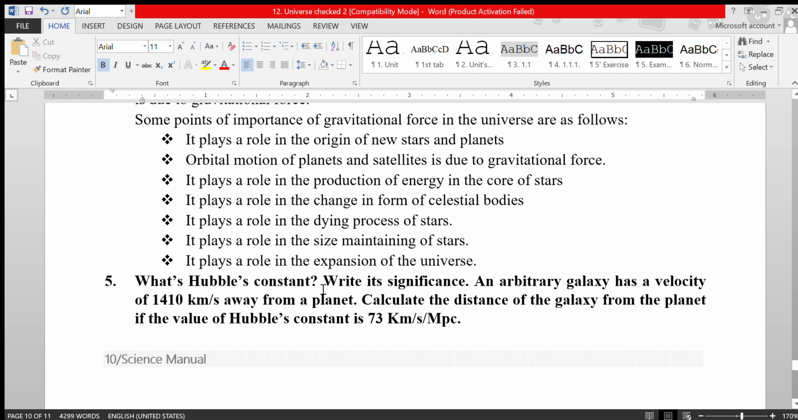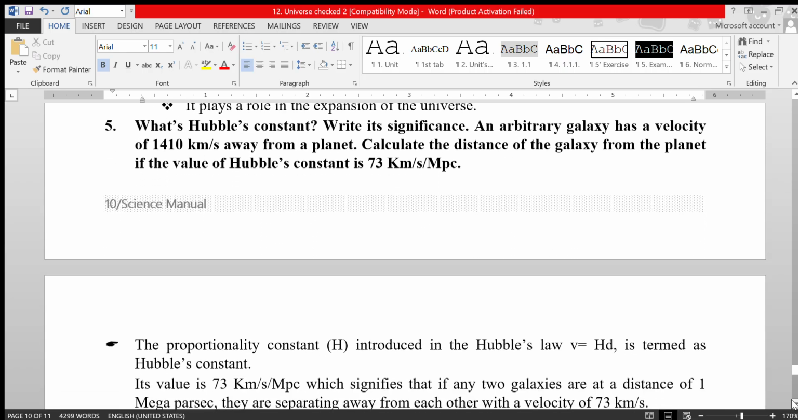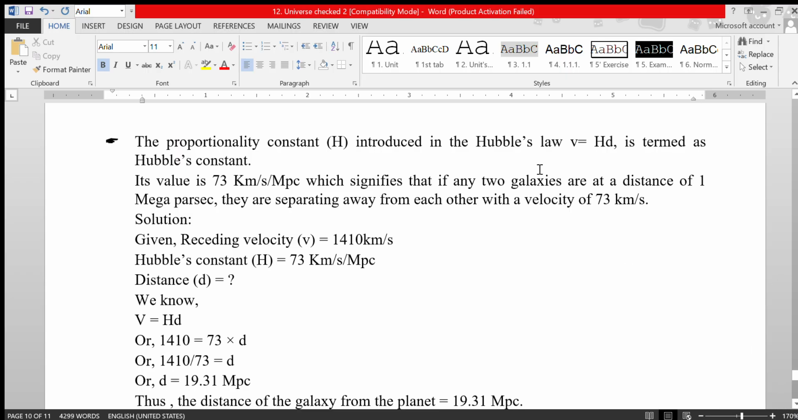What is the Hubble constant? Write its significance. An orbital galaxy has a velocity of this much, calculate the distance. The constant introduced in Hubble's law, v equals H times d, is termed the Hubble constant, which signifies that galaxies 1 megaparsec apart are separating with a certain velocity. Using this velocity and the Hubble constant, we can use the formula to find the distance in megaparsecs.